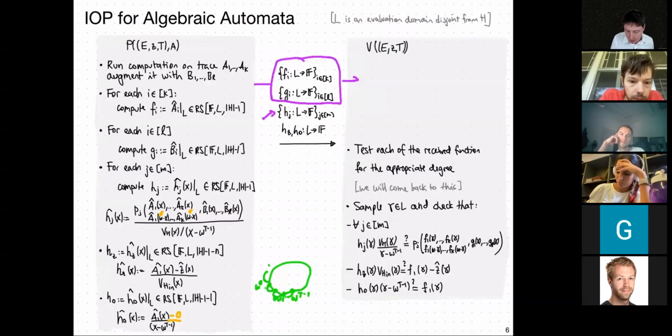And each of these are certificates for 3 different properties. This one certifies that the M transitions for each time step were conducted correctly. This one certifies that the first register agrees with Z on the first N time steps, and this one certifies that the first register at the last time step is 0. And these are all the conditions that we wanted to make sure hold for the automaton computation. Okay. Let me just pause for a moment.